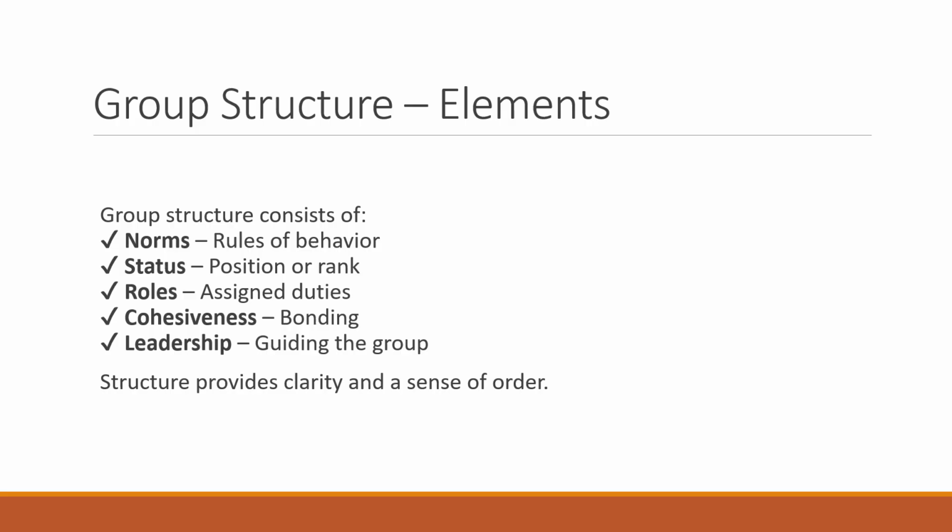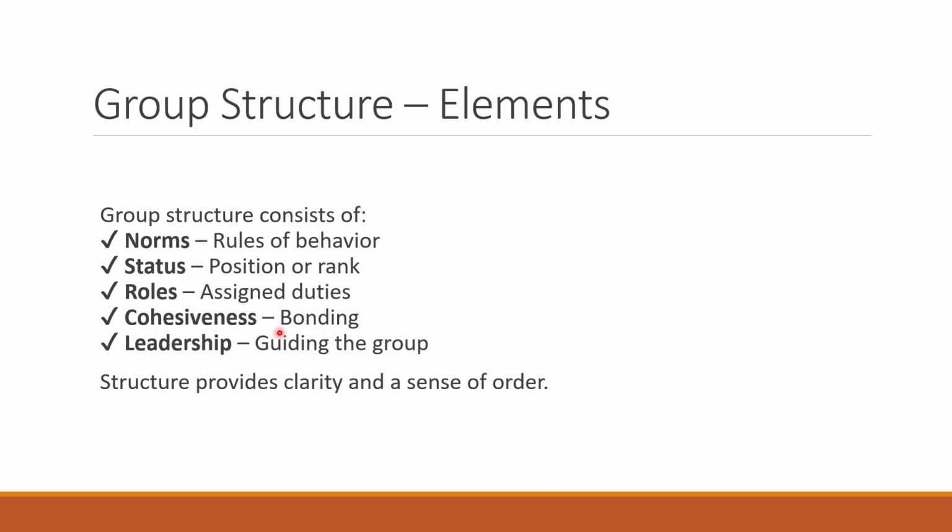Now let's understand what is group structure and what are the various elements of it. It refers to the pattern of relationships among the members. So a strong structure helps the group function smoothly. The key elements of any group structure are: first, norms, which talk about the rules of behavior. Then there is status, which talks about the rank or position of a group member. Then there are roles, which are the assigned duties that the group member needs to perform.